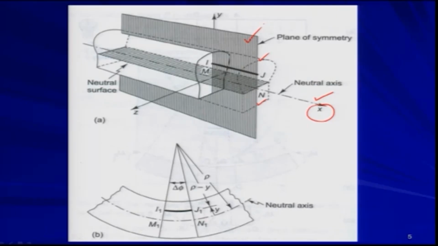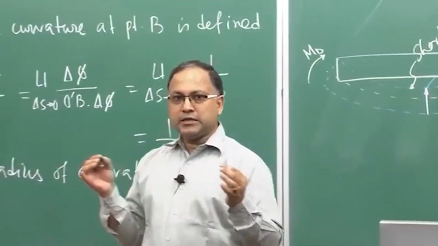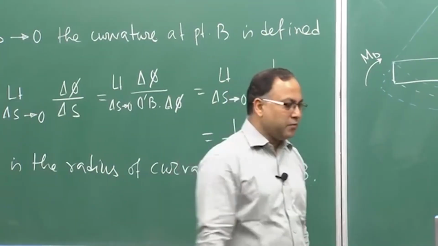Okay. So, now we are considering two fibers, one is your ij, okay, some distance above the neutral axis, and one fiber say mn which is at the neutral axis. We are considering two fibers, right. So, before deformation basically ij is nothing but mn, because there is no deformation. So, all the fibers are equal. So, ij is equal to mn because no deformation has happened.